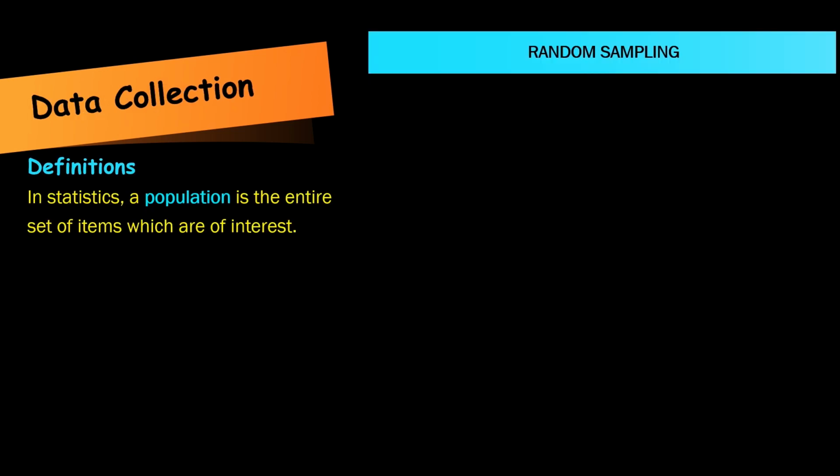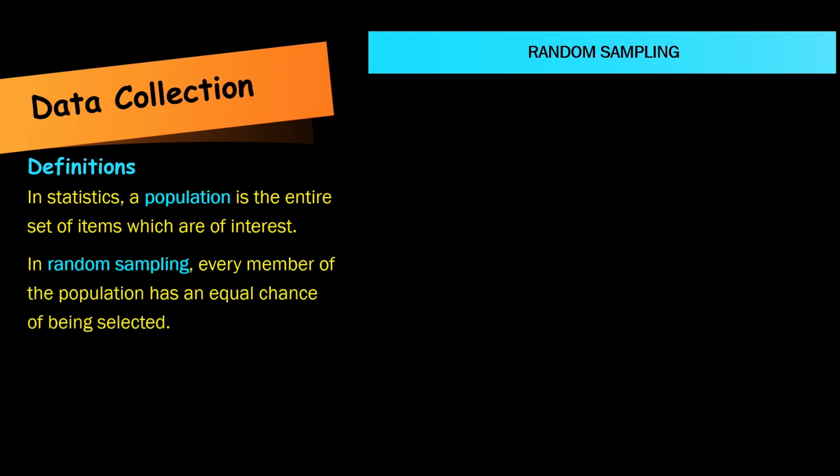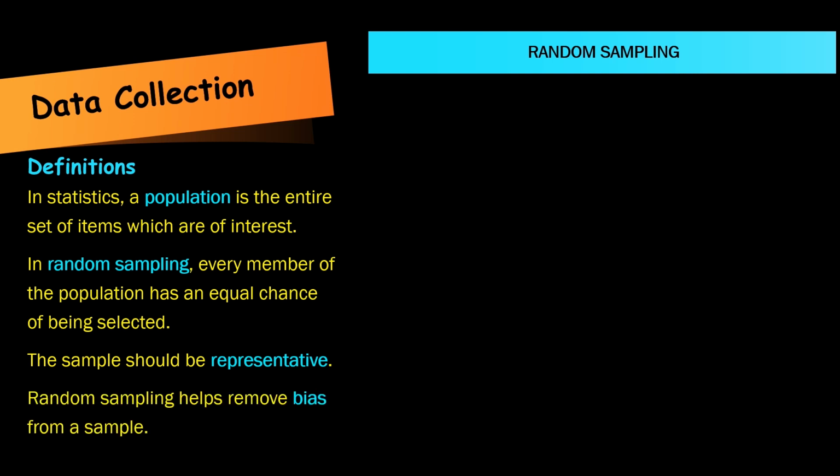In statistics, a population is the entire set of items which are of interest. In random sampling, every member of the population has an equal chance of being selected. The sample should aim to be representative. Random sampling helps remove bias from a sample.